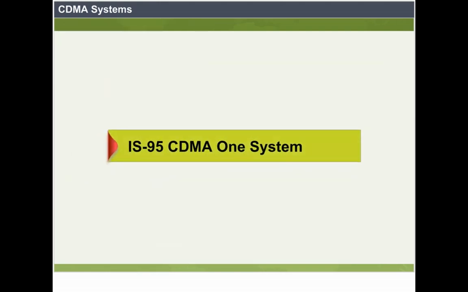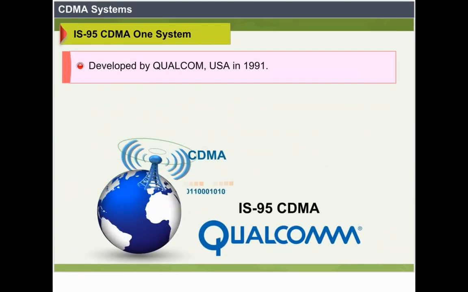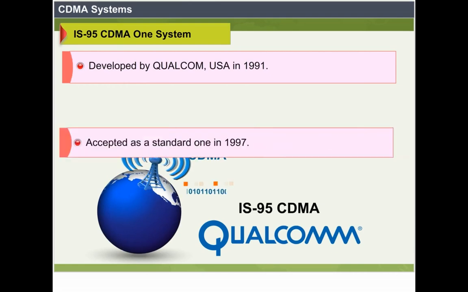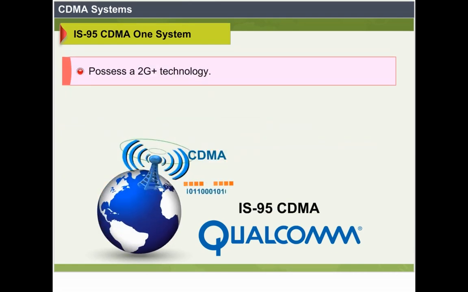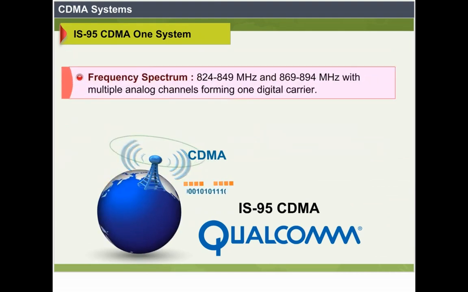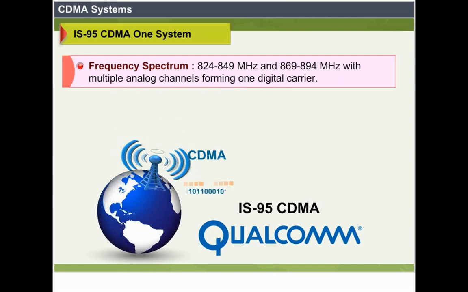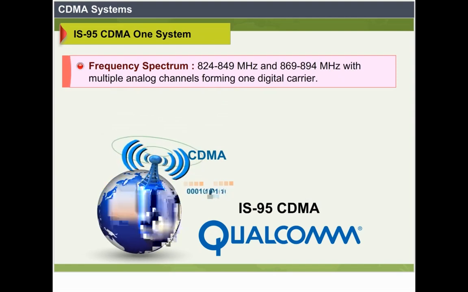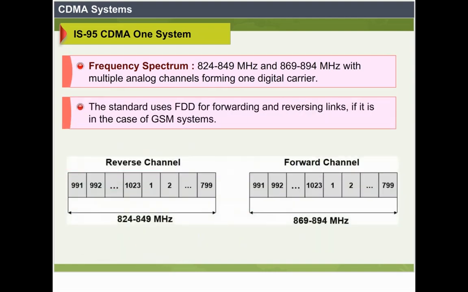IS-95 CDMA1 system. Developed by Qualcomm USA in 1991. Accepted as a standard in 1997. A 2G plus technology. Frequency spectrum 824 to 849 MHz and 869 to 894 MHz, with multiple analog channels forming one digital carrier. The standard uses FDD for forward and reverse links, as in the case of GSM systems.